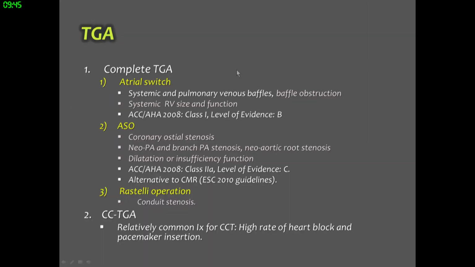Let's move on to the TGA. After arterial switch, CCT is able to visualize systemic and pulmonary venous baffles, identify baffle obstruction, and evaluate systemic RV size and function. After ASO operation, CCT performs well in the visualization of coronary ostial stenosis, neo-PA and branch PA stenosis, neo-aortic root stenosis, and dilatation or insufficiency function.